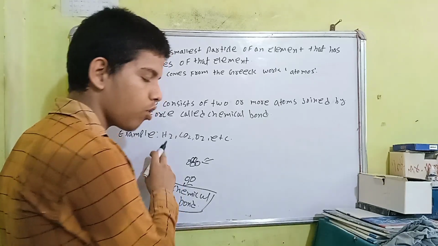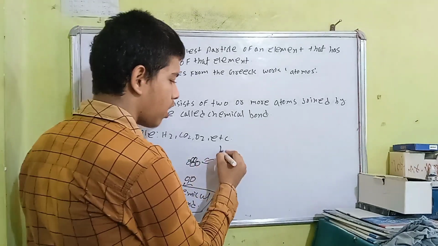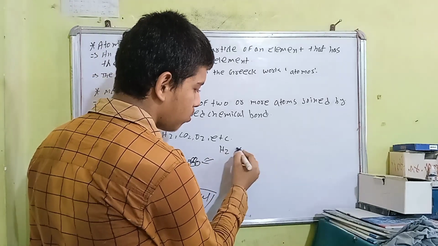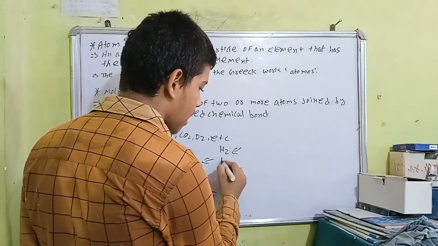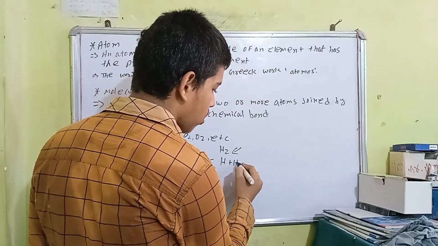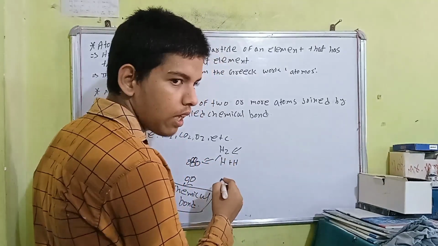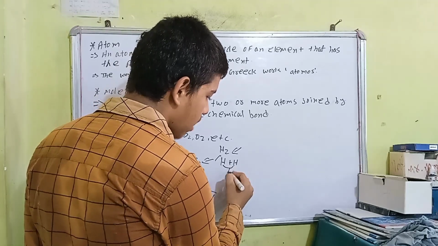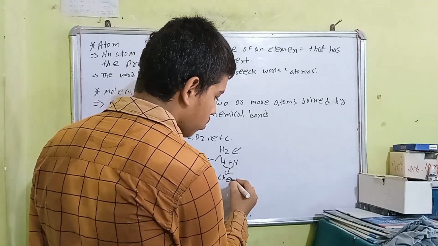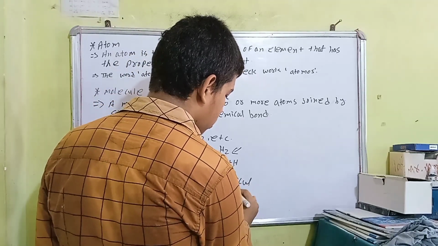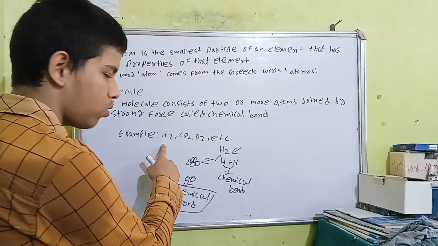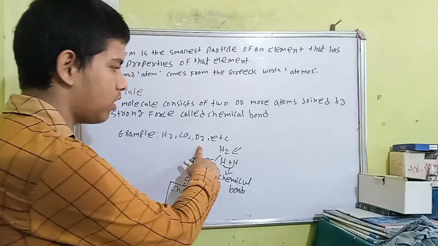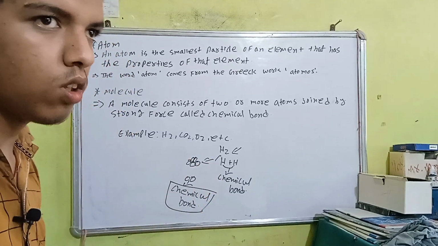For example, the examples of molecules are H2. In H2, there are two atoms of hydrogen that are joined. Two atoms of hydrogen in H2, right? So these two atoms of hydrogen are joined by a strong force called chemical bond. H2, CO2, O2. These are some examples of molecules.